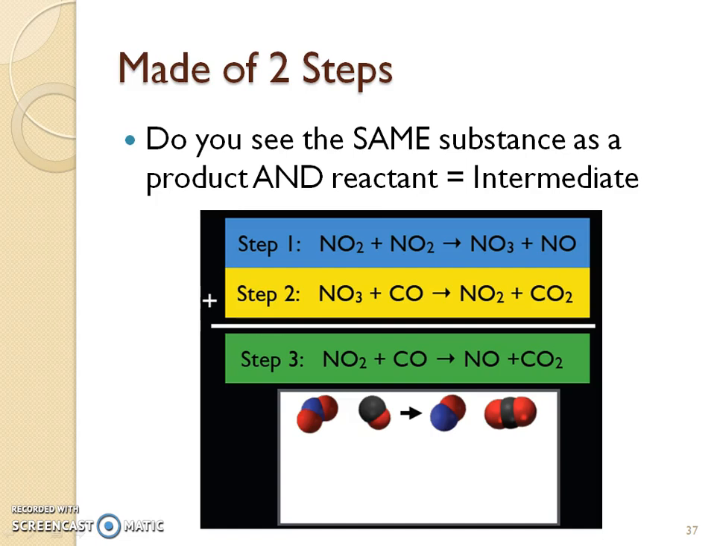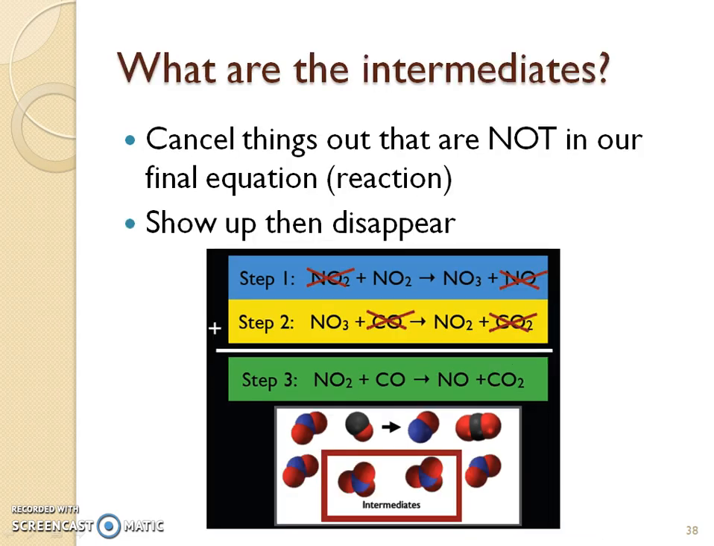So this particular equation is made up of two steps. Do you see the same substance as a product and then a reactant? I always like to say an intermediate starts off as a product and then as a reactant in a new step, in a different, subsequent step. That would be called the intermediate.